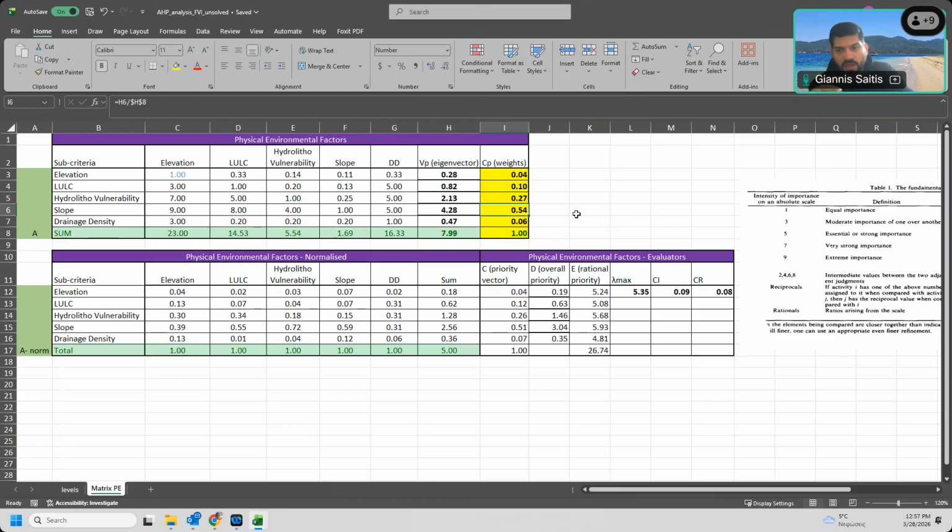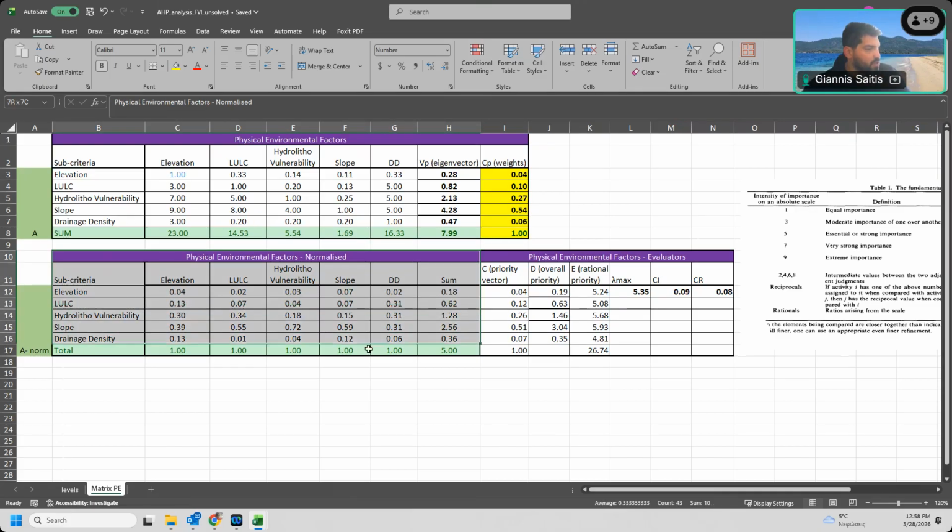So if you do it times 100, you get it as a percentage, okay? So here we have 54% for the slope, for the flood vulnerability, 6% of the drainage density, 27% of the hydrolithology, 10% of the land use land cover, and only 4% of the elevation. Okay, this is how the weights end.